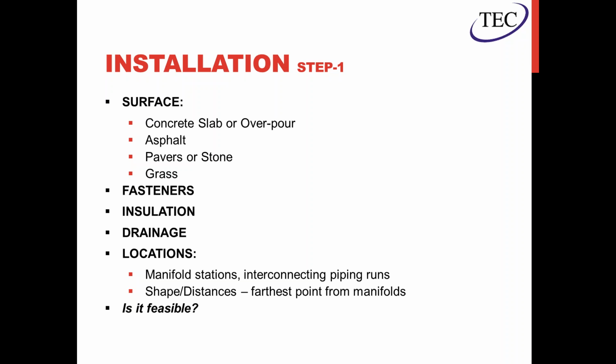And then in terms of location, you have to make sure you can run the piping to the surface area and then back into your building or wherever your heat source is located. In addition, the shape of the area and the farthest point from the manifolds are things that have to be considered with the length of the loops. So the first and foremost, as I keep saying, is to make sure it's feasible. Make sure it's an option that'll work.